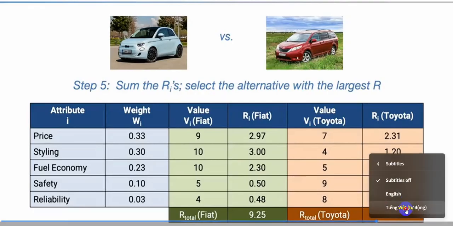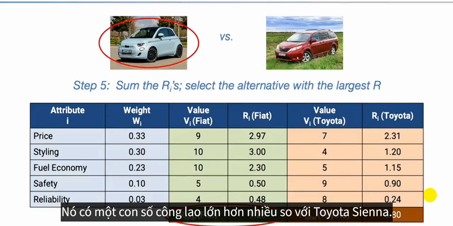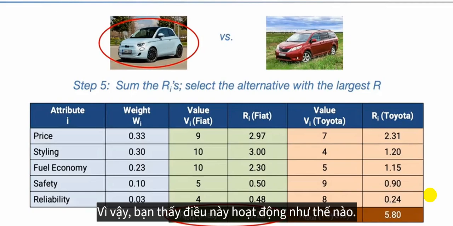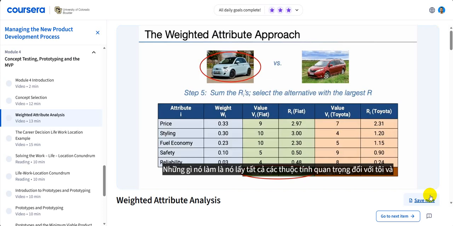Well, this is telling me that I should buy the Fiat. It has a much larger figure of merit than the Toyota Sienna. So you see how this works? What it does is it takes all the attributes that are important to me and it weights them accordingly. Then I apply the values to each car based on all those attributes, and then quantitatively figure out how to incorporate the weighting factors to determine what's most important.